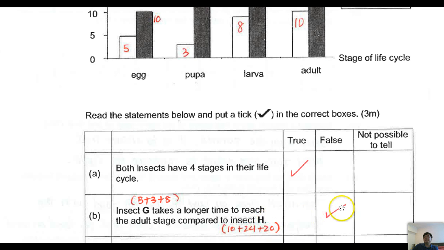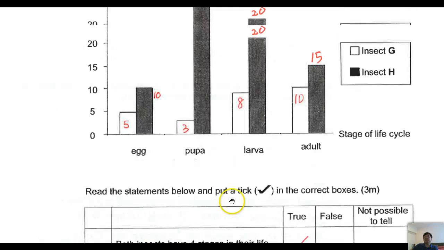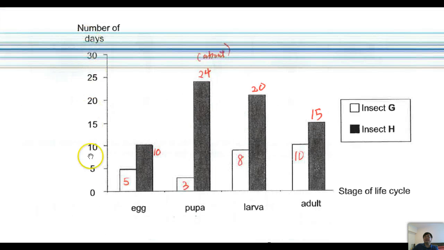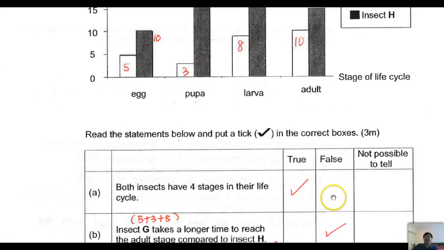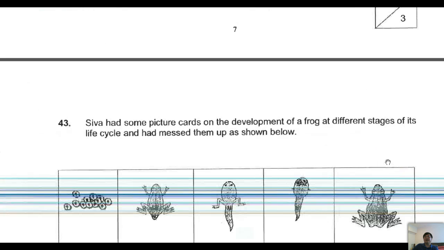So it's false. Now, to tell which one lays the egg on land and water, the data above here just simply cannot tell. It just tells the time. You can see the data tells the time, but it does not tell how healthy it is, how well it grows, how much nutrients it has, and so on. That one is just too complicated. This is straight away the number of days and the stages. So we just cannot tell from the graph, right?